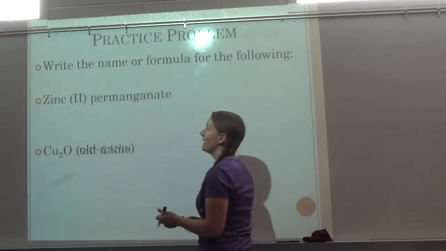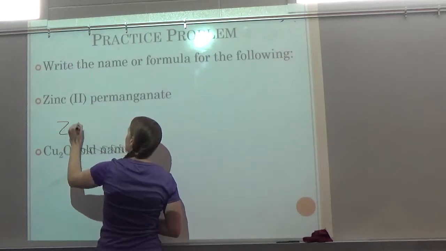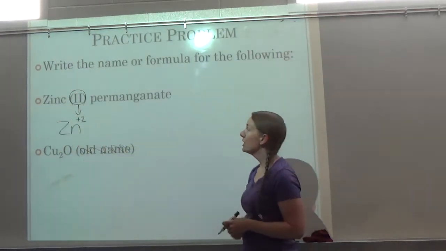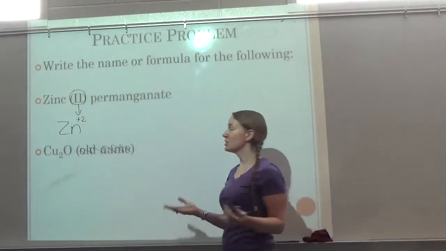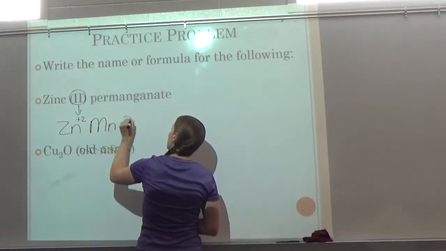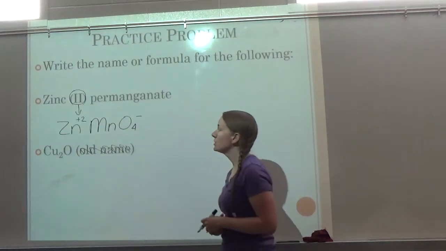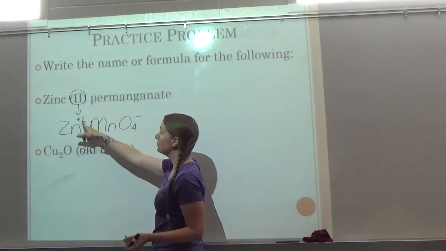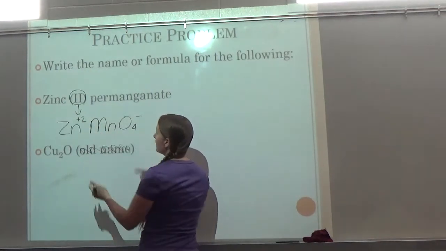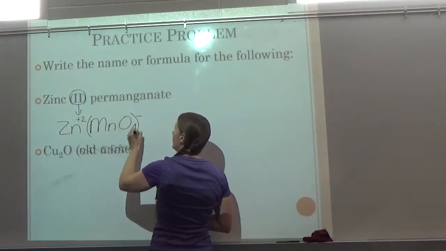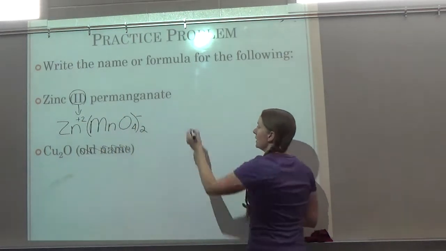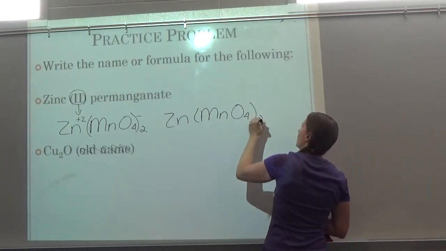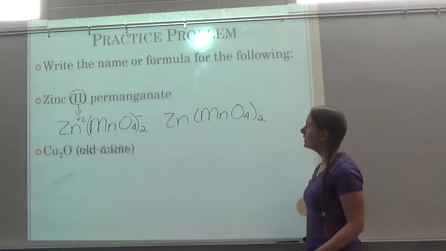So zinc 2 permanganate. So I know zinc is Zn. And that Roman numeral 2 tells me it is a +2 charge. Permanganate is on your polyatomic ion sheet. It's MnO4 with a -1 charge. So I need to cross my charges. I don't need to cross an understood 1, but I do need to cross the 2. How do we cross a number to a polyatomic ion? We put it in parentheses. So again, if you want to see what it looks like without the charges, and remember, you are more than welcome to leave the charges, though, if you want to show your work.